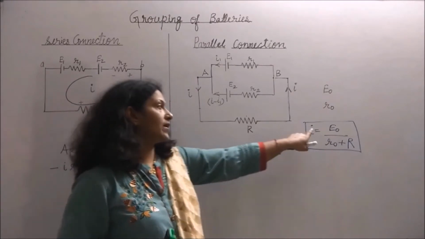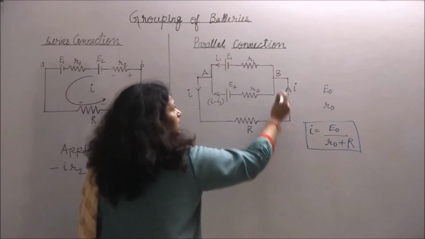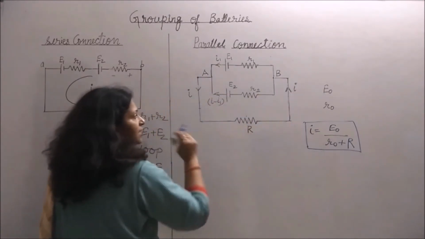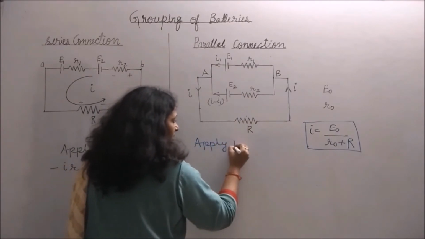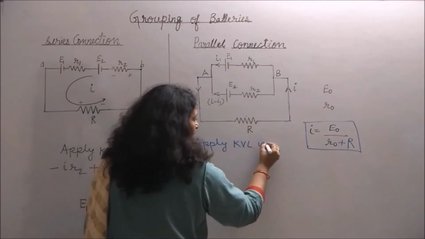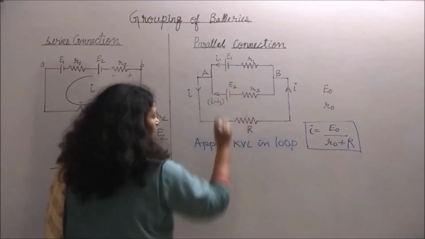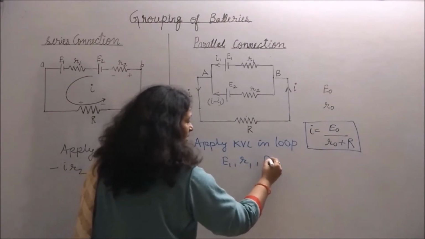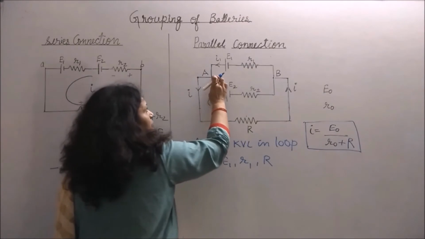To solve it for I, we will apply KVL once in this loop, then we will apply KVL in the second loop. So apply KVL in the loop having E1, R1 and R as components.